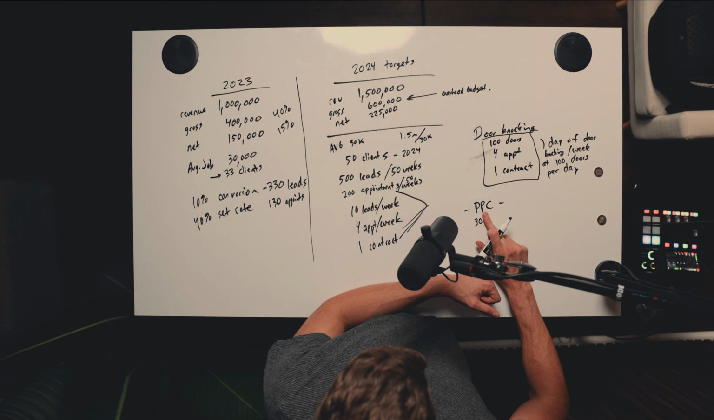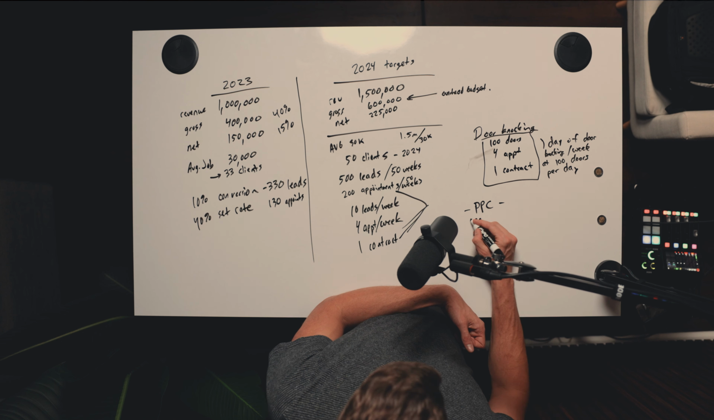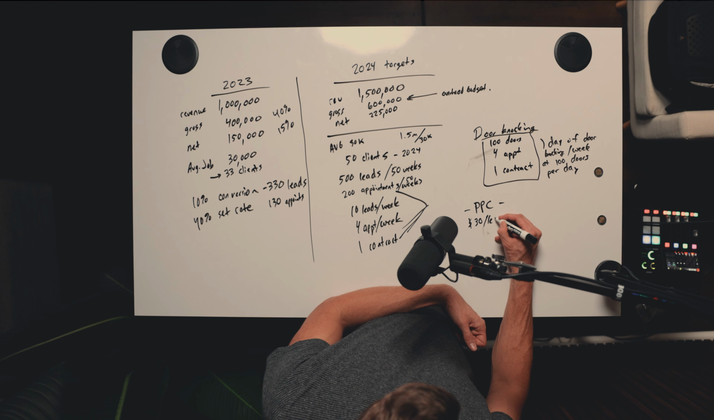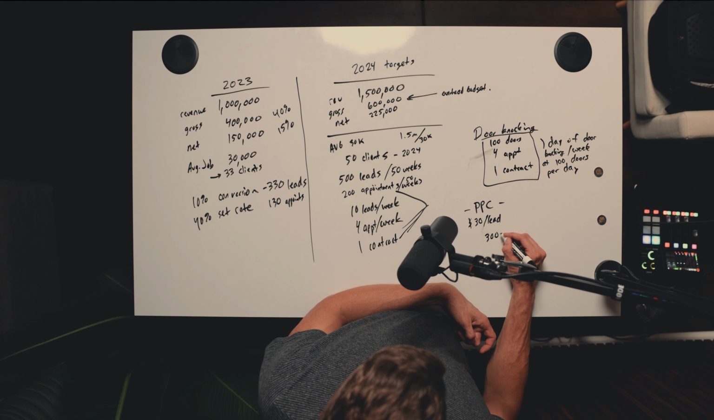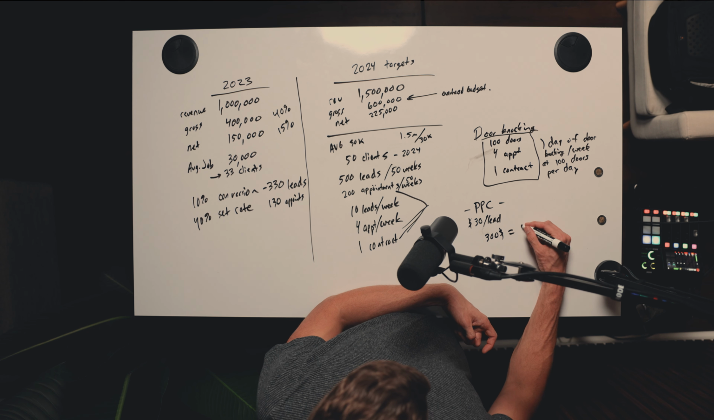So let's say your average lead cost is $30 per lead. It's probably about right, maybe on the high side. And I need 10 leads to generate 4 appointments to get 1 contract. That means I need to spend $300 equals 1 contract.